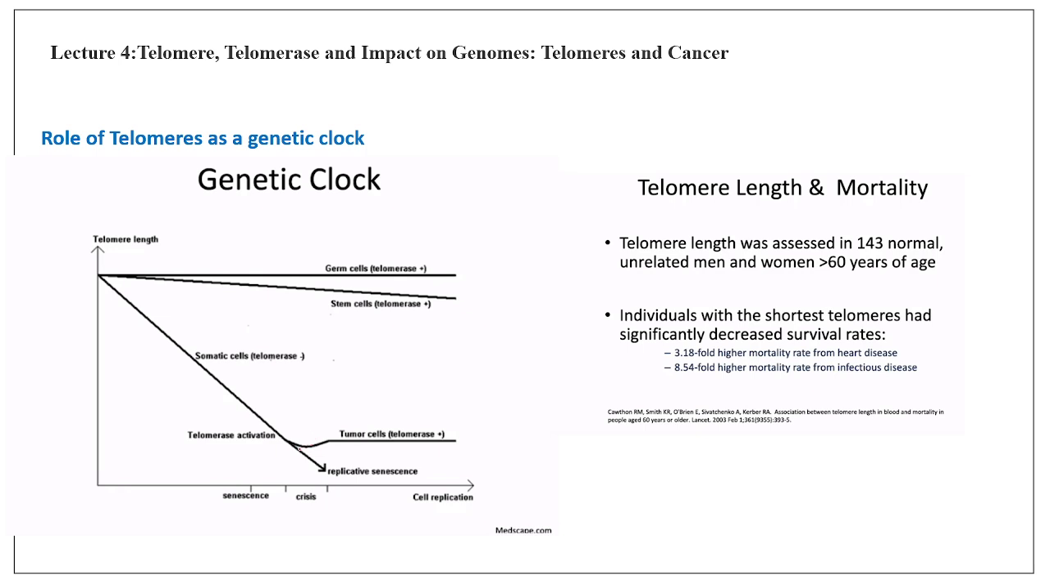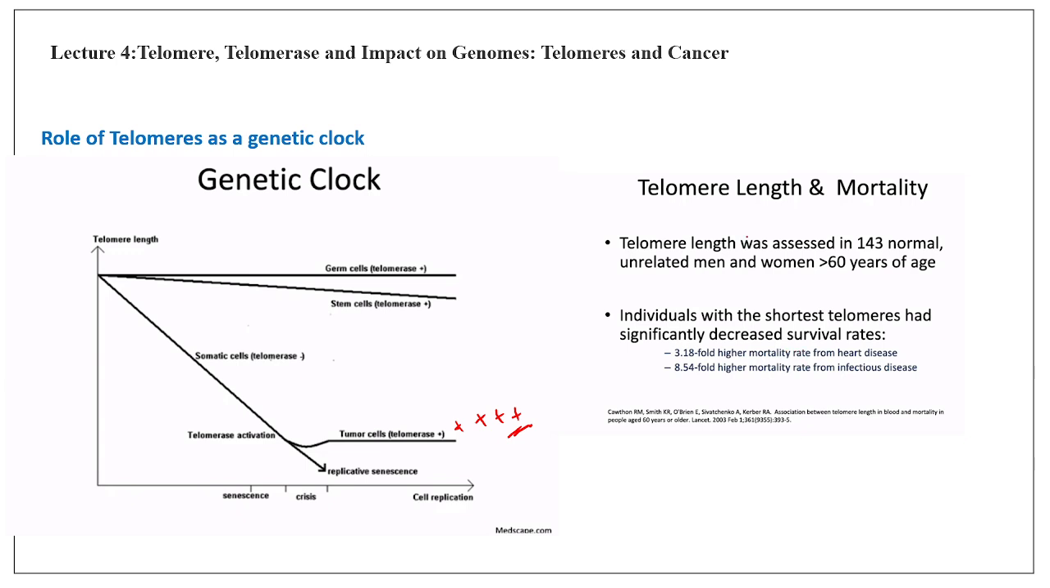But if any kind of induction leads to the activation of telomerase, and there is a formation of tumor cells, then in tumor cells there is a highly prolonged activity of the telomerase enzyme. So this is the genetic clock. Telomere length was assessed in 143 normal unrelated men and women. Individuals with the shortest telomeres had decreased survival rates.